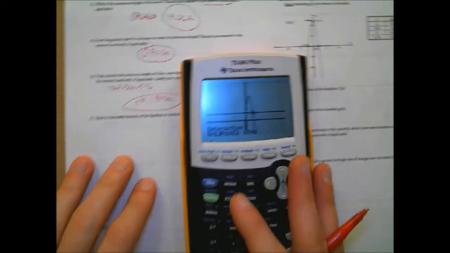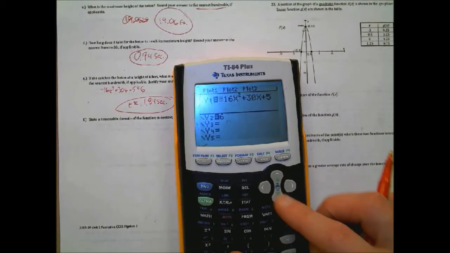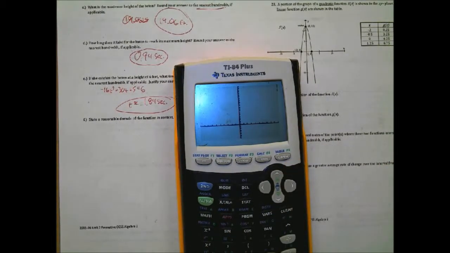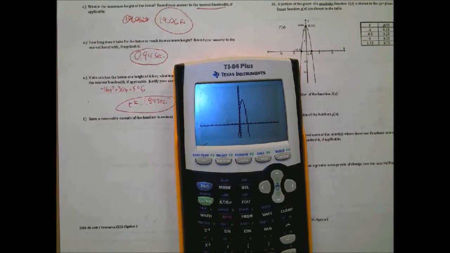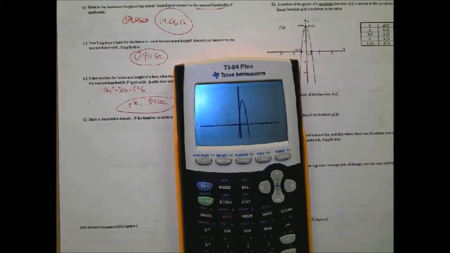All right, and then last but not least, we're supposed to state a reasonable domain. So let's go back to our curve here. I'll get rid of that 6. A reasonable domain. Remember, domain describes what coordinates? The x's, right? Would we say negative infinity to infinity would be a reasonable domain? Why not? The graph is a parabola, and a parabola always has domain negative infinity to infinity. But why, in the context, does negative infinity to infinity not make sense?